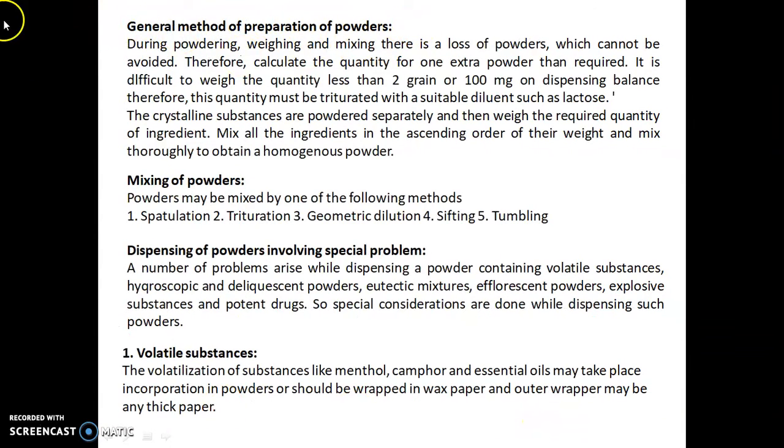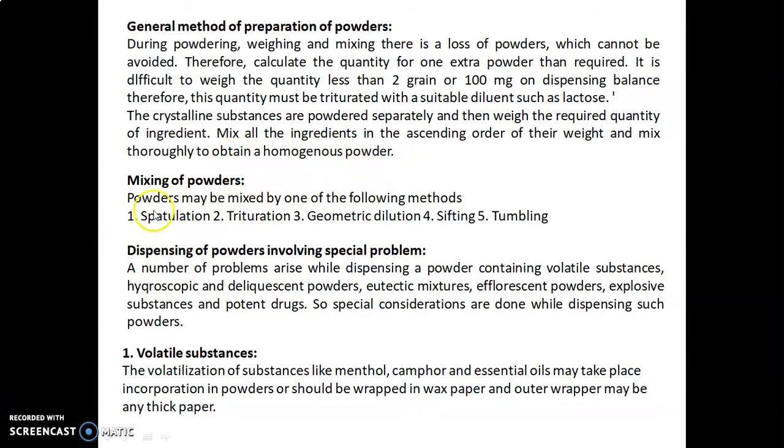General method of preparation of powders: during powdering, weighing and mixing, there is a loss of powder which cannot be avoided. Therefore, calculate the quantity for one extra powder than required. It is difficult to weigh a quantity less than 2 grain or 100 milligram on a dispensing balance. As we know, 1 grain is equal to 60 milligram. Therefore, this quantity must be triturated with a suitable diluent such as lactose. The crystalline substances are powdered separately and then the required quantity of ingredient is weighed. Mix all the ingredients in ascending order of their weight and mix thoroughly to obtain a homogeneous powder.